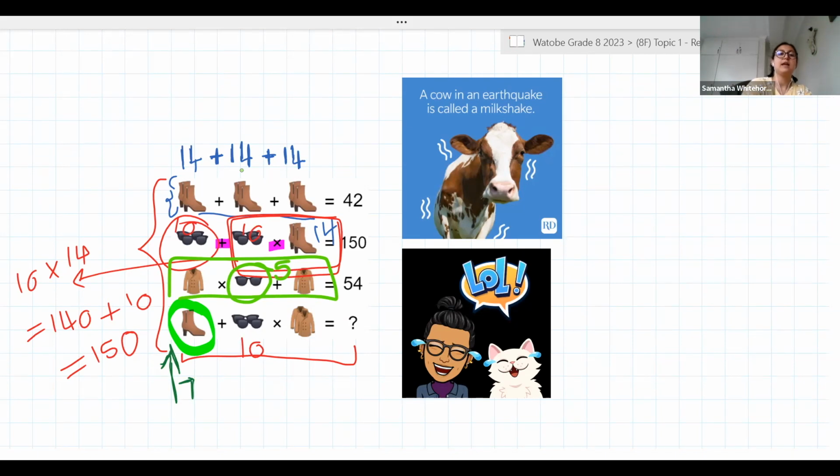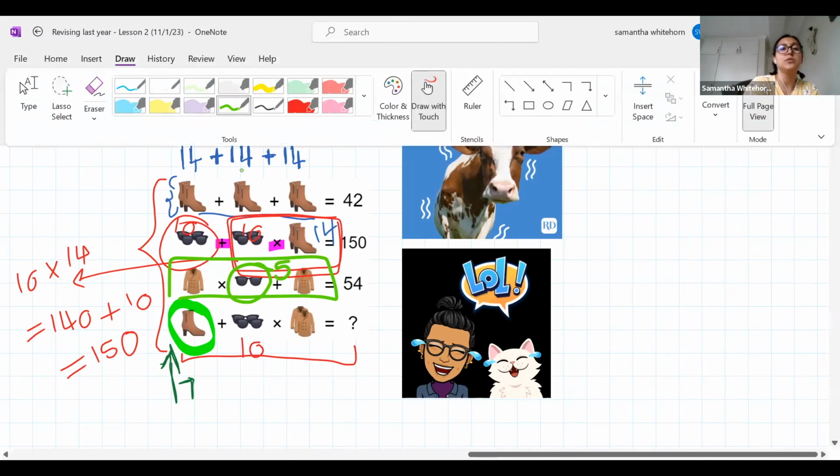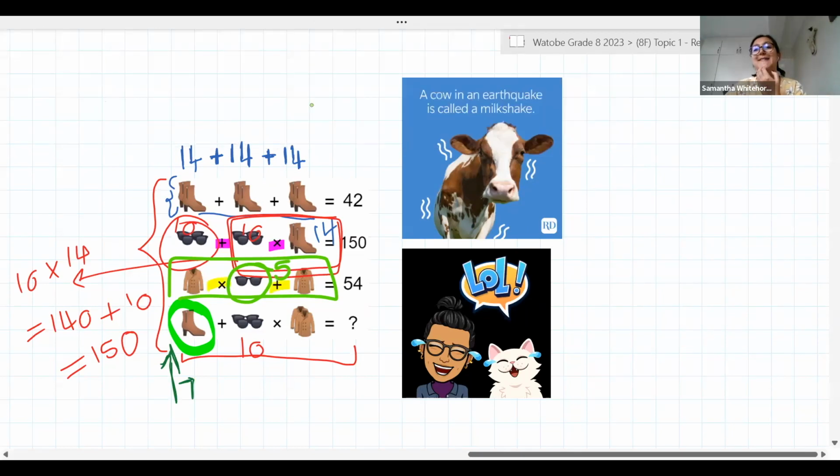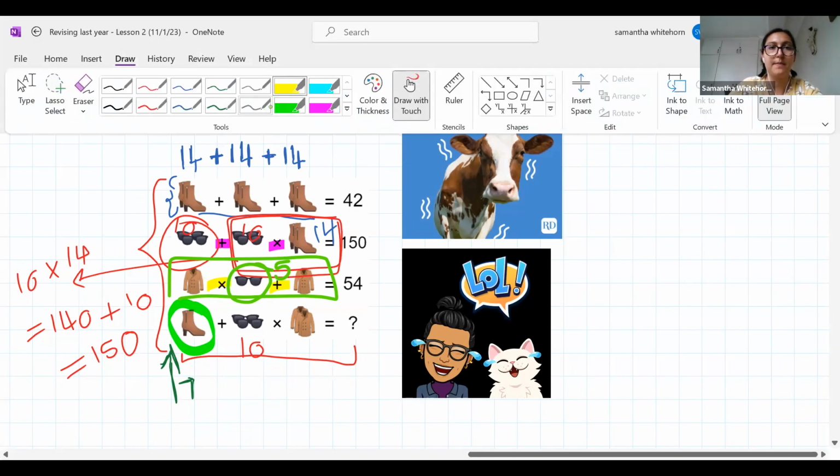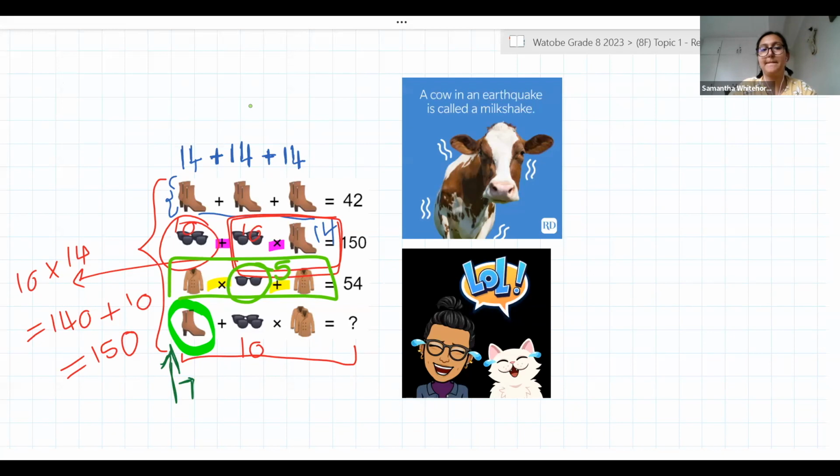So again, let's now go and figure out what the coat is worth. Be careful, your operations are again times and addition. So be careful of your order of operations or BODMAS here, but try and figure out for me what the coat is going to be worth here. So again, you're multiplying and adding. So the coat times what plus another coat. What should those coats be worth to give us 54?